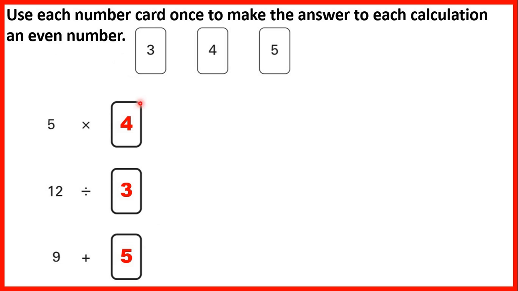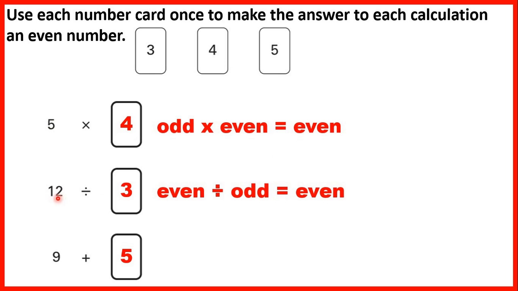number. Now notice, if you multiply an odd number, so 5, by an even number, your answer will be an even number. If you divide an even number by an odd number, your answer will be an even number. And if you add 2 odd numbers, your answer will always be even.